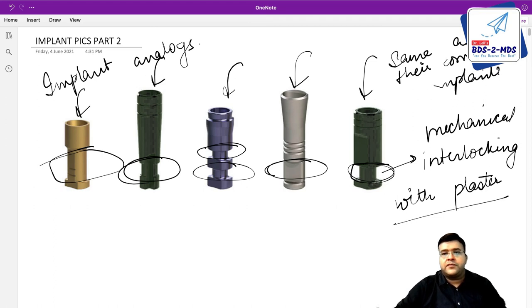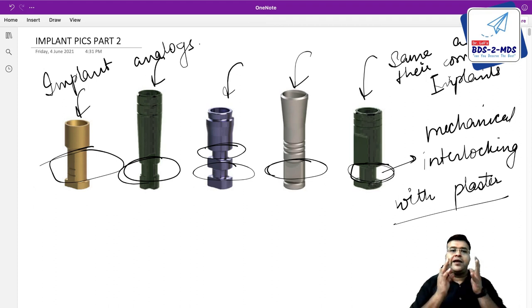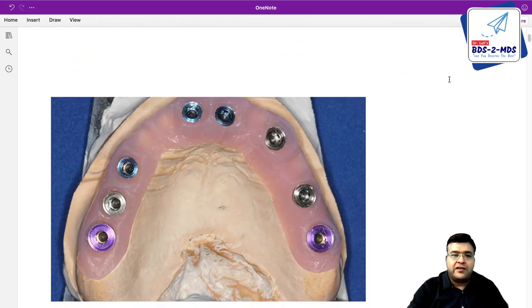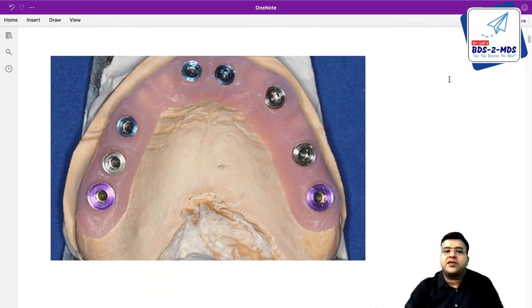So if I am using an internal hex implant from, like, Nobel Biocare, I need an analog from Nobel Biocare for the same size of implant, right? So that is the purpose of an implant analog. And this is how the implant analog looks in the model.